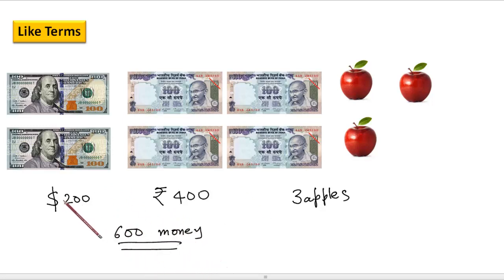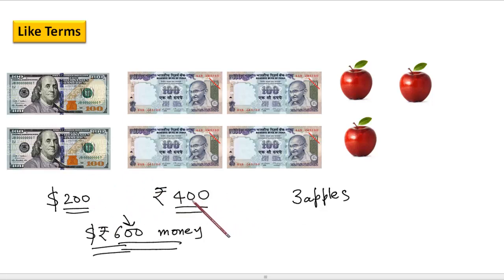You simply cannot add the dollars and the rupees until and unless you convert either the dollars into the rupees or the rupees into the dollars, and for that you require a conversion rate. But since we do not know what the conversion rate is, whether $1 is 65 rupees or 64 rupees or whatever, you simply cannot add $200 and 400 rupees. And you can't say that this is 600 money or $600 rupees, because there is no such concept. Of course we can add the monies, but we need to convert one into the other.